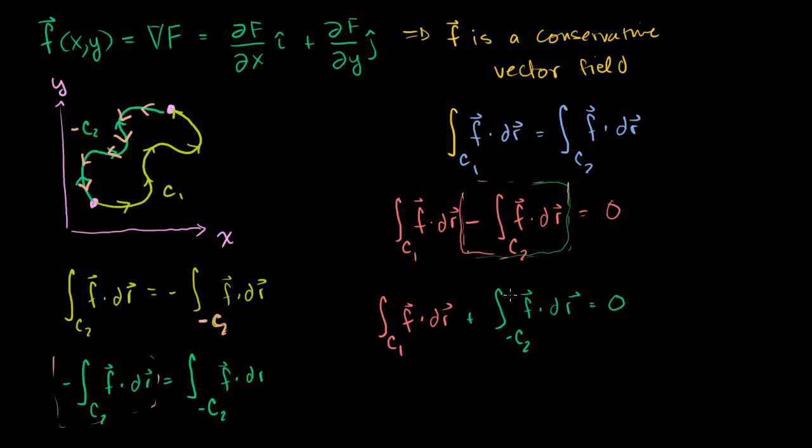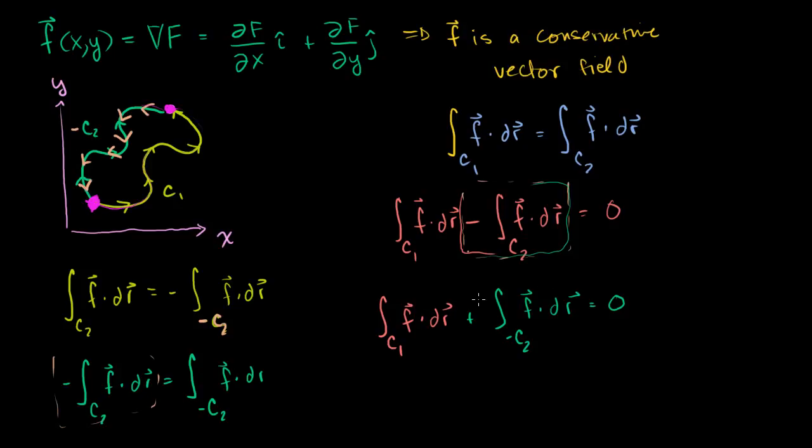Now there's something interesting. Let's look at what the combination of the path of C1 and minus C2 is. C1 starts over here at this point. It moves from this point along the curve C1 and ends up at this point. And then we do the minus C2. Minus C2 starts at this point and comes back to the original point. It completes a loop. So this is a closed line integral.